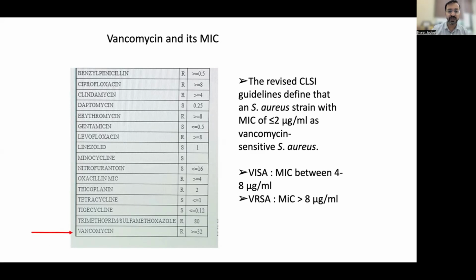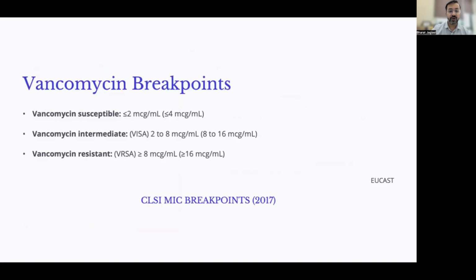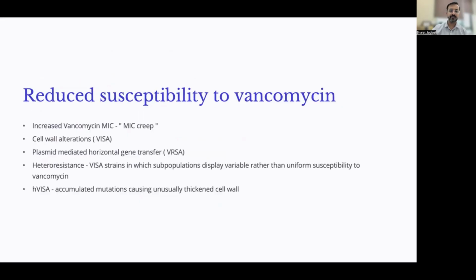And when it comes to the classification of vancomycin, we have the breakpoints. When vancomycin is susceptible, the MIC should be less than 2 microgram per ml. We call it VISA, vancomycin intermediate Staph aureus, when the MIC is somewhere around 2 to 8. And when it's vancomycin resistant, VRSA, the MIC is more than 8 microgram per ml, and in certain cases more than 16.